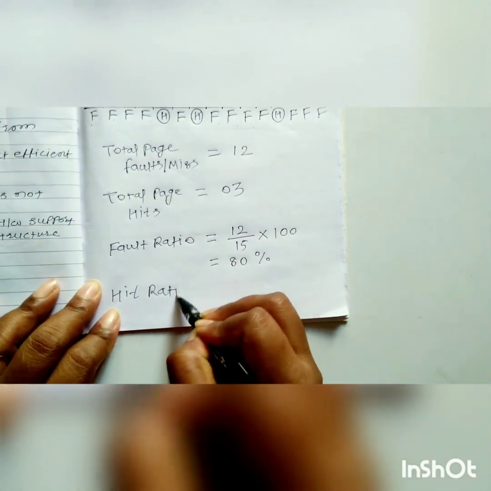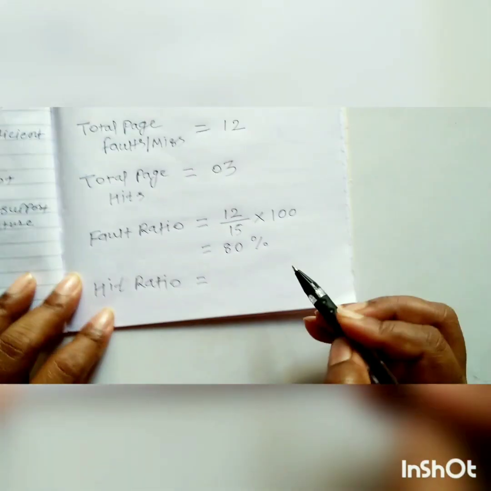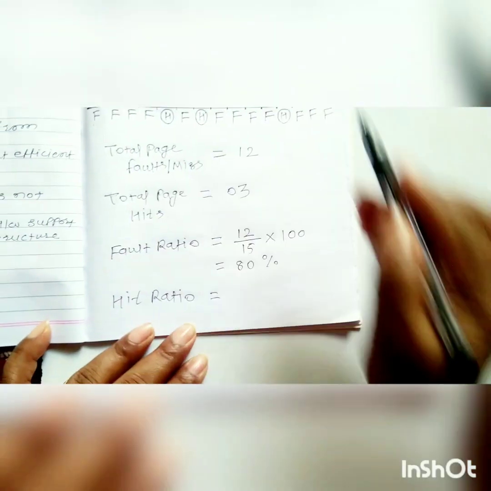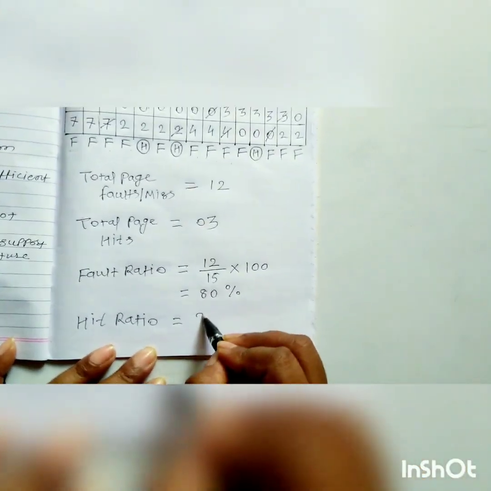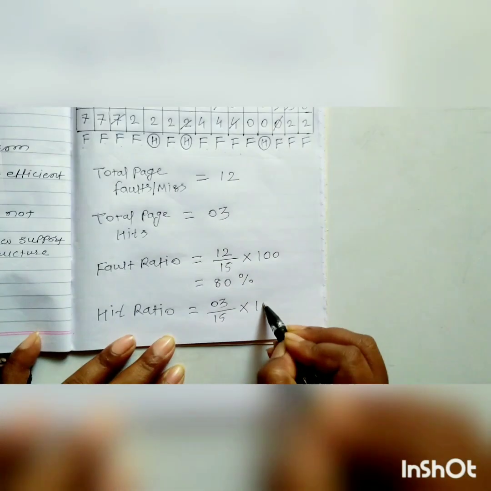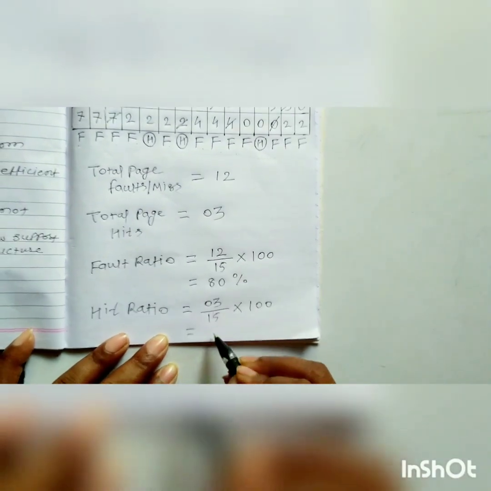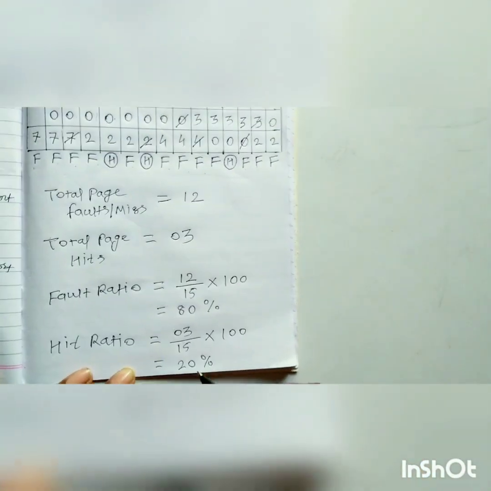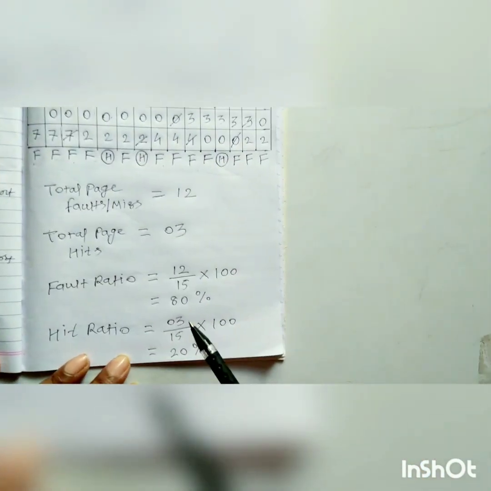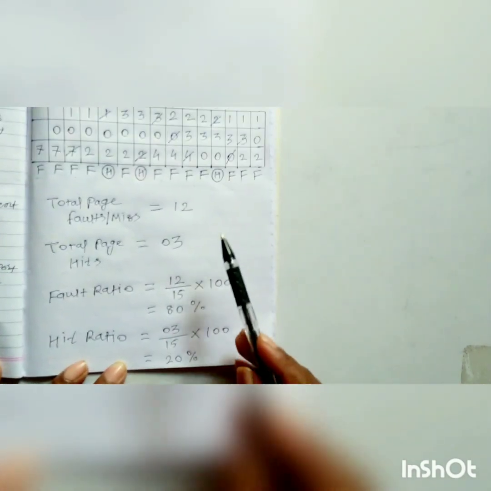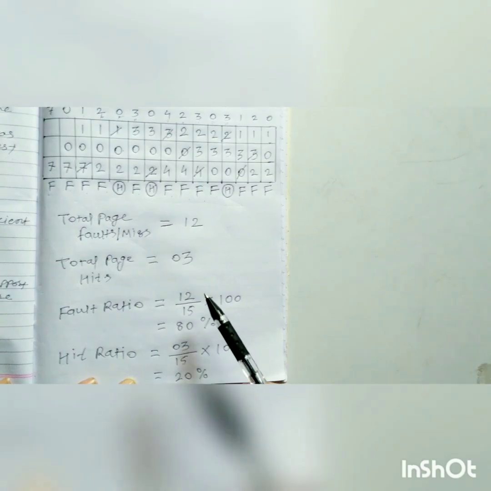Okay, and how are you getting the hit ratio? Hit ratio can be calculated by the formula total page hits divided by the number of total strings. So total hits you are getting are 3, and the number of strings are again 15. Multiply this by 100. The answer you are getting for this is 20%. Okay, now if you compare this FIFO and the LRU, you are getting an equal number of page faults and page hits.